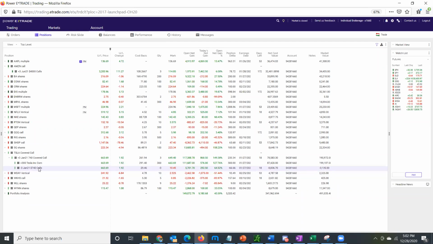But somehow, if Tesla goes above 740, just think of this one. Why did he sell 3? Because I told you one contract is 100 shares. Because he has 300 shares, he can sell only 3 contracts. He cannot sell more than this. This is one factor to think about.